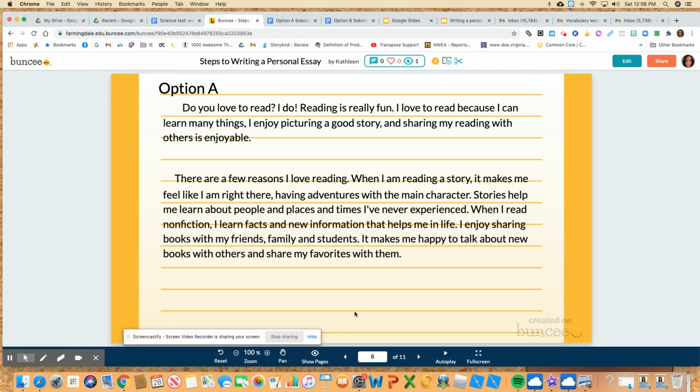So here's an example. This is the introduction I just shared with you before. And then I would go into my one paragraph that's saying all the things that I love about reading. I start with, there are a few reasons I love reading. When I'm reading a story, it makes me feel like I'm right there, having adventures with the main character. Stories help me learn about people and places and times I've never experienced. When I read nonfiction, I learn facts and new information that helps me in life. I enjoy sharing books with my friends, family, and students. It makes me happy to talk about new books with others and share my favorites with them. So I put all my reasons in that one paragraph.